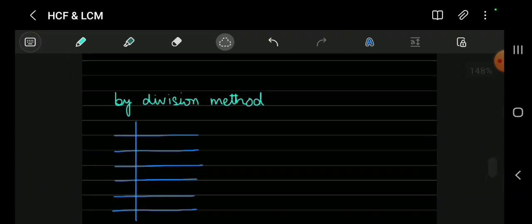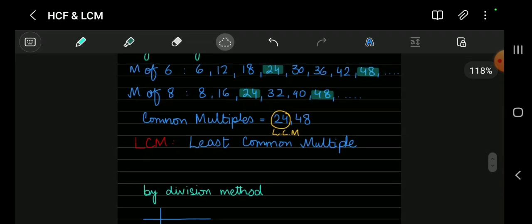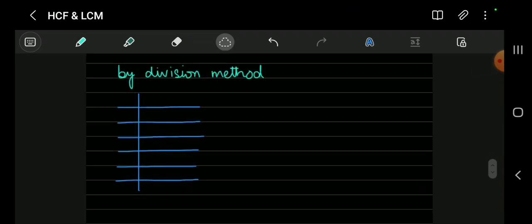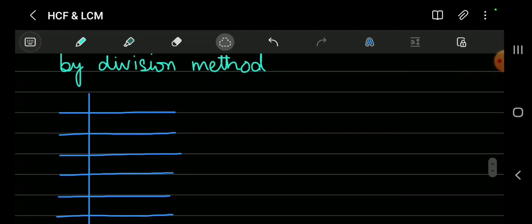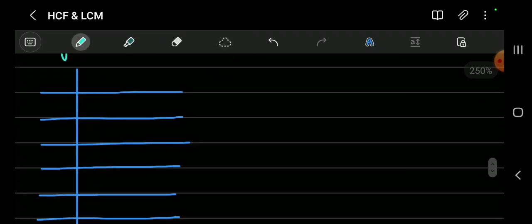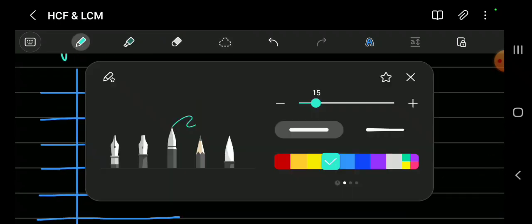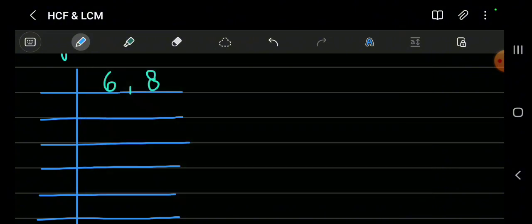Okay, division method says, we need to find the LCM of 6 and 8. So how do we do it? We write 6 and 8, both the numbers on our grid, and now start dividing. 2 3s are 6, 2 4s are 8. If a number can divide both, you will divide both the numbers in the same step. If only one can divide, like there is nothing common between 3 and 4, then only one number cannot divide it.